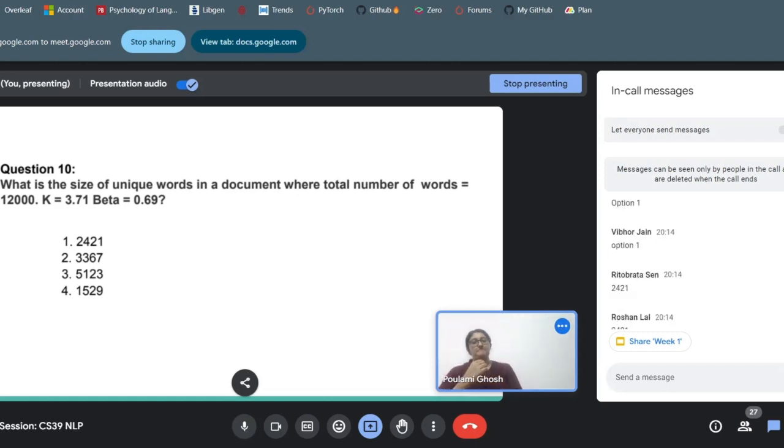Yes, ma'am. This answer I got on the basis of the formula, that is k multiplied with the total number of words to the power of beta value, that is 0.69, which gives the first option, that is 2421. Okay, and what is the name of the law? Could you recollect?